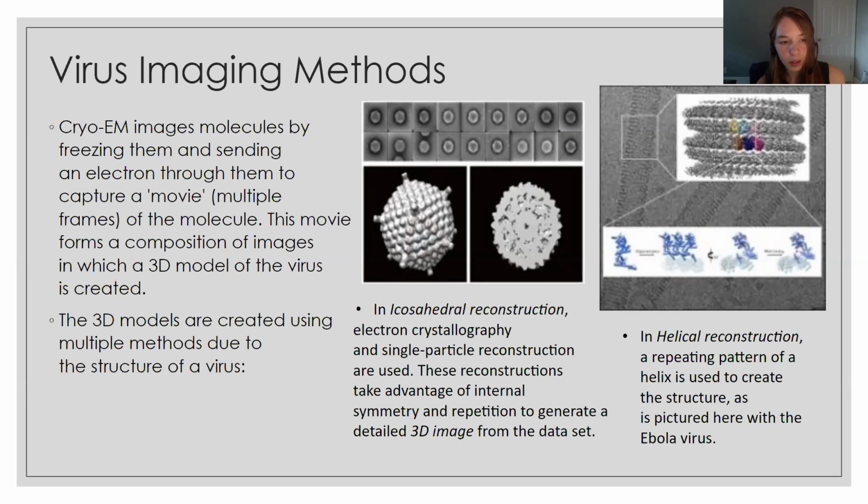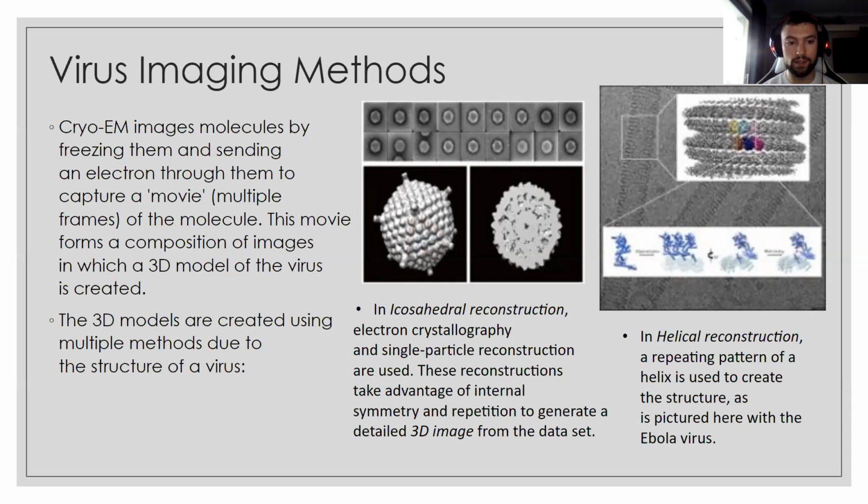So we looked more into cryo-EM, where molecules are imaged by freezing them and sending electrons through them to capture a movie, or multiple frames, of the molecule. This movie forms a composition of images from which a 3D model of the virus is created. This was super useful for me as a coder because I got to see how they recreated the virus, and it also helped us see what they use to image viruses.